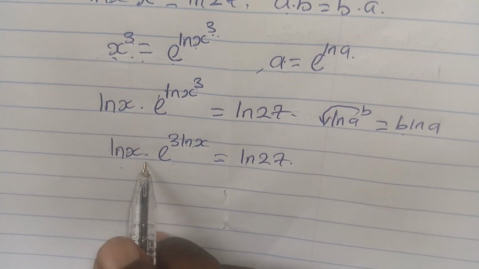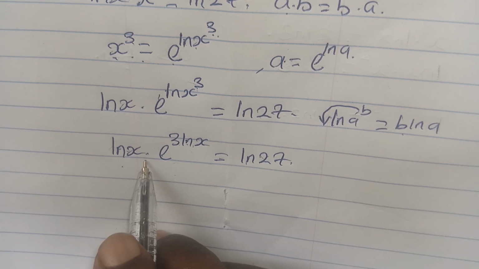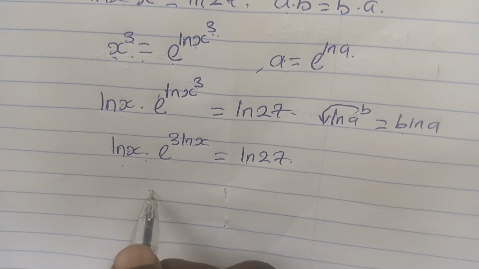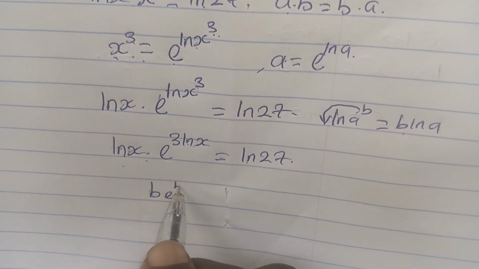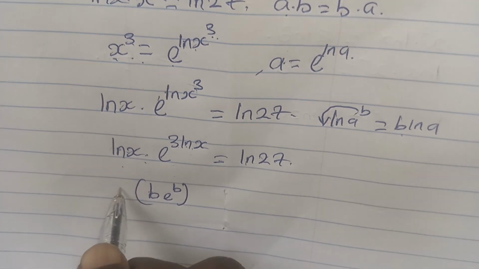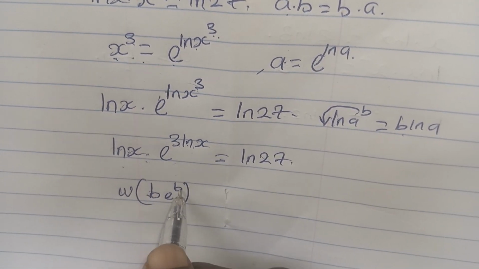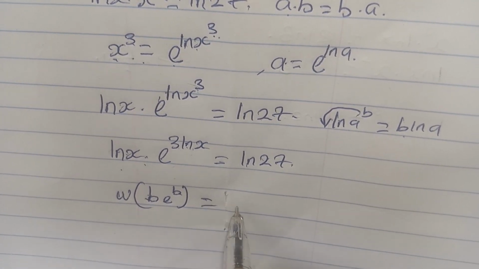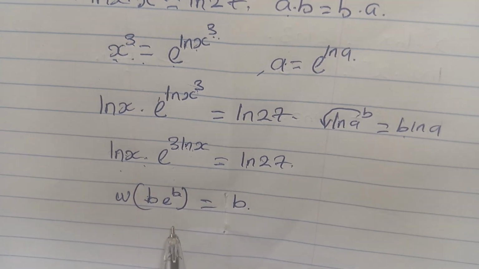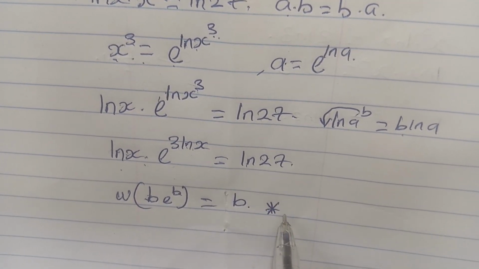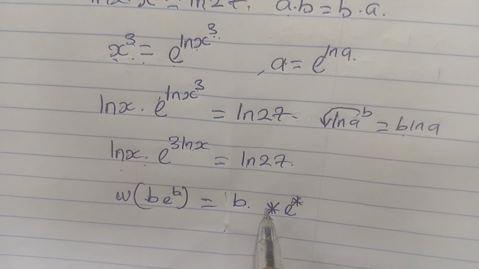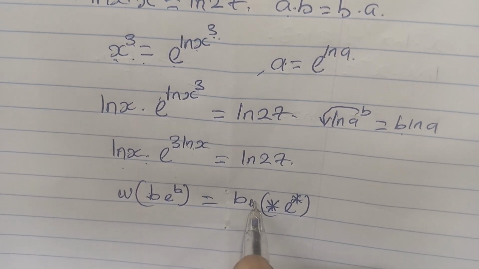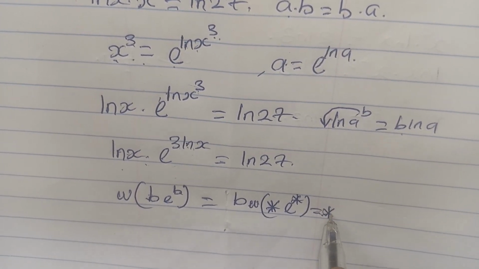I really want to apply the Lambert W function, which says if you're having b exponential b, and we take the Lambert W function of it, it is equal to b. So if you're having star exponential star, and we take the Lambert W function of it, it is also equal to star.